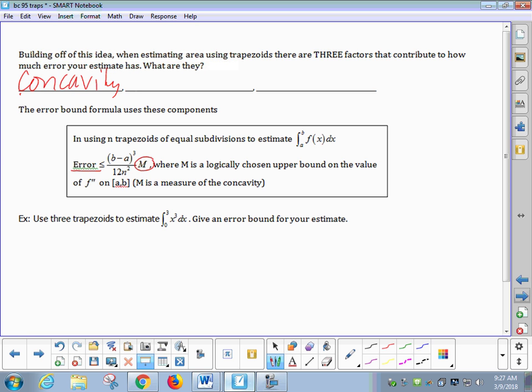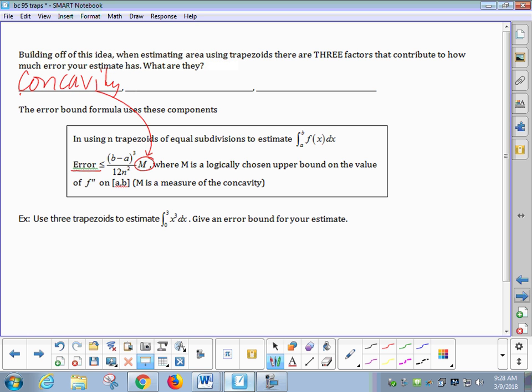Now, M is going to represent a measure of concavity. We'll talk about that in a second. But this M in the error bound formula is a concavity measure, the greatest possible concavity over the interval, so we know our error is less than this. That'll be an error formula.